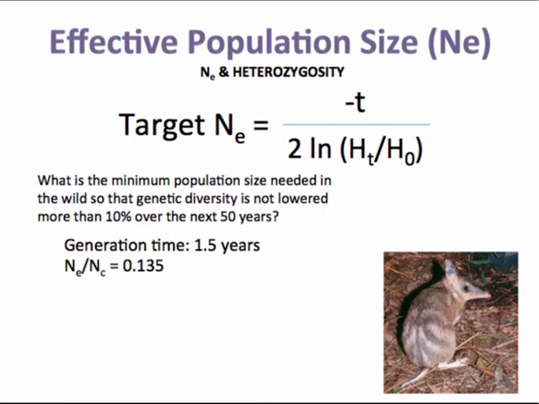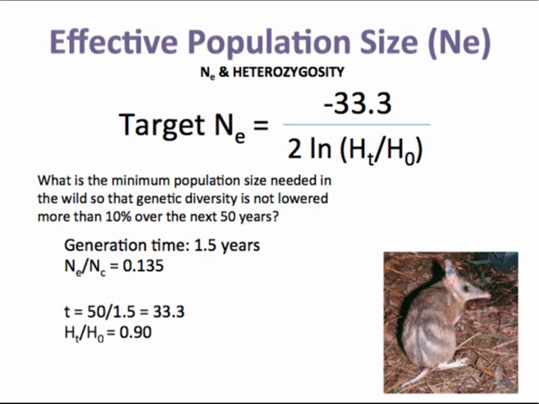So let's move this up so we get a little more space. And we'll start trying to figure out this equation. So first we need to figure out how many generations it is. So we take the 50 years given to us and divide it by that generation time. We get that there's 33 generations that have passed. We put that in the equation.